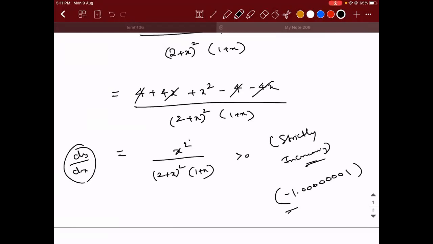Now if you observe, x square is always positive. 2 plus x the whole square is always positive. And 1 plus x is also positive for all values of x that belongs to minus 1 to infinity. Correct? Minus 1 open bracket. So positive by positive is obviously going to be greater than 0. Hence, it is a strictly increasing function. Rohan, am I clear?